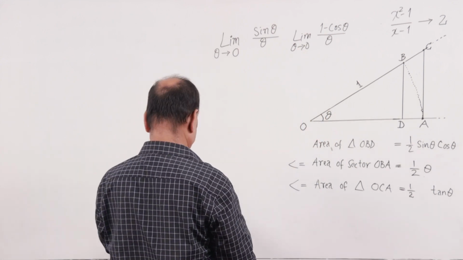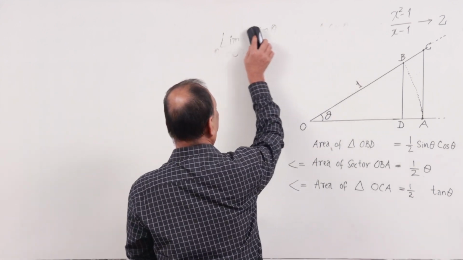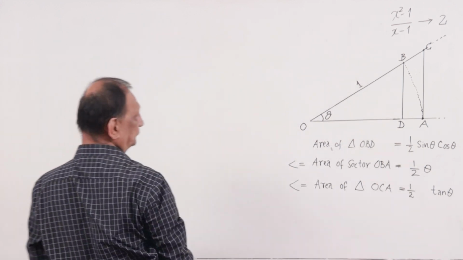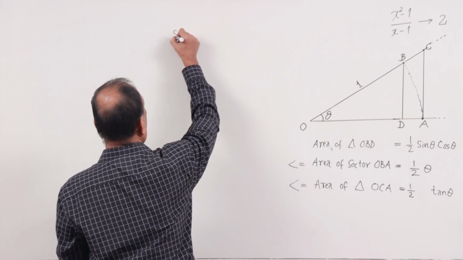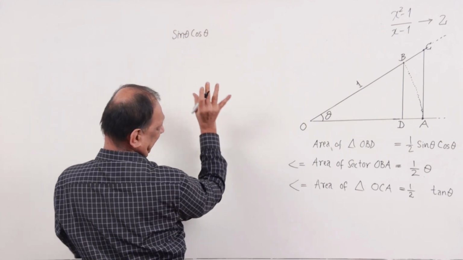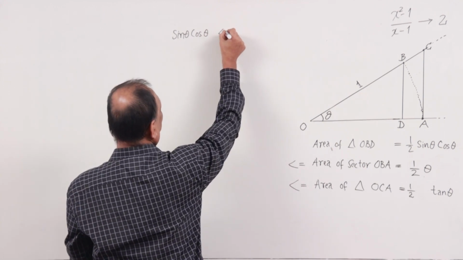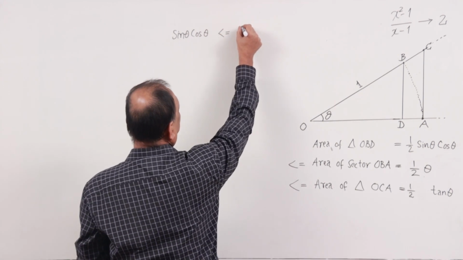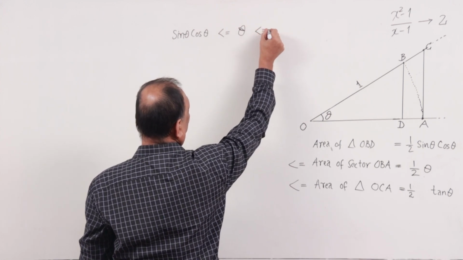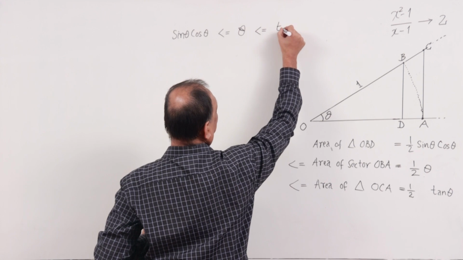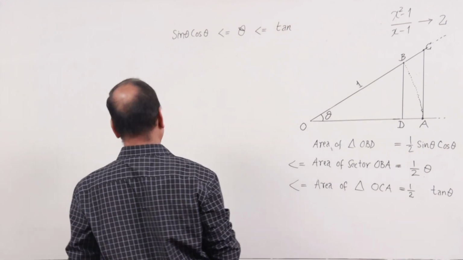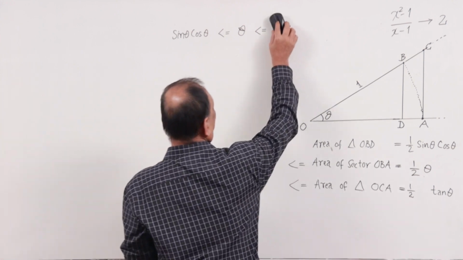So we'll just rewrite that here as a separate statement of the areas. So can I say sin theta cos theta, whatever value of theta, small theta, must be less than or equal to theta, which must be less than or equal to tan theta. Right. I can write that tan theta as sin theta by cos theta if I want.